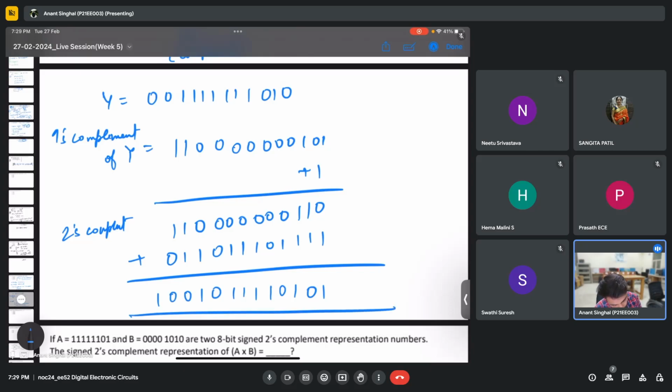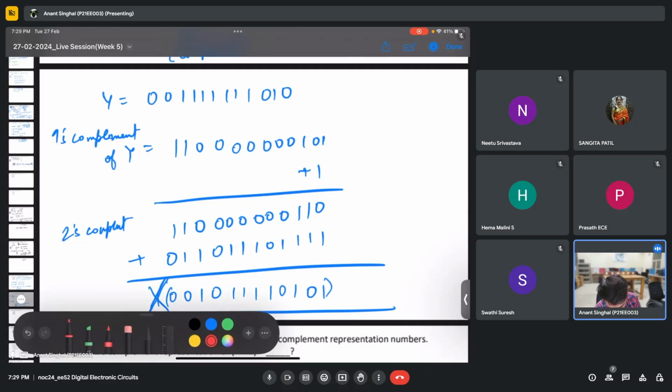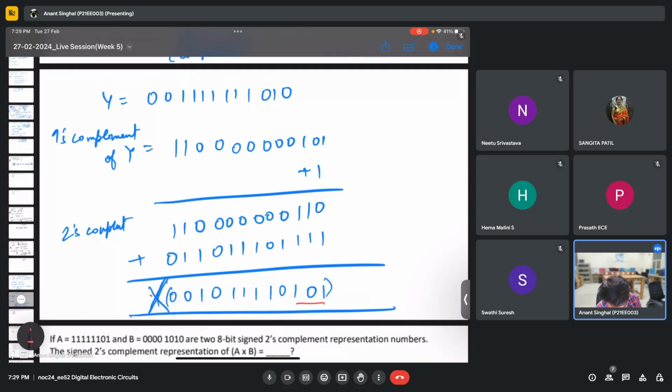We can neglect an additional one if we get it. This will be the final answer, and we need to convert it to its octal equivalent now. So which is 101 110. Then we have this. So this is basically 1, then we have a 3, then we have a 6, and then we have a 5.